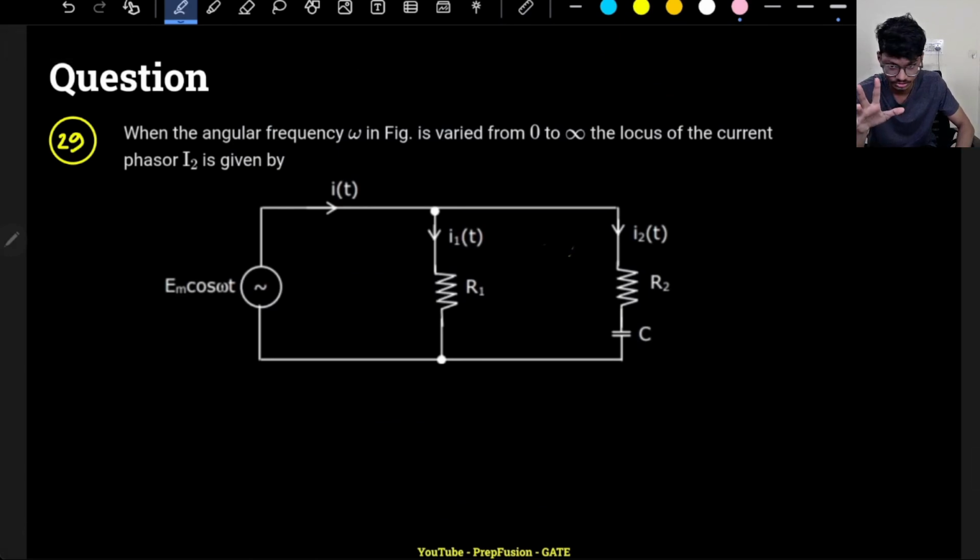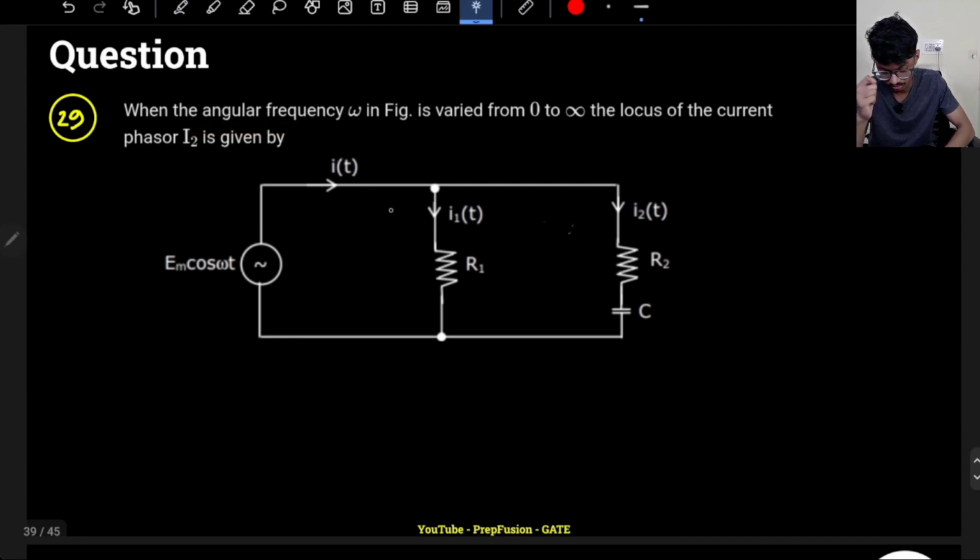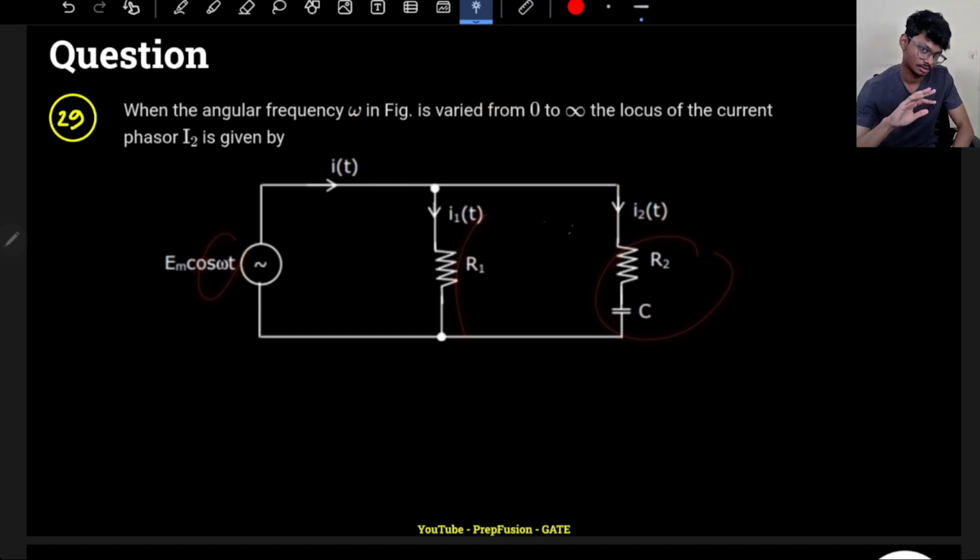So this is the last question that we will solve. When the angular frequency omega in the figure is varied from 0 to infinity, the locus of the current phasor I2 is given by which option? So we have to find the locus of the current phasor I2 with respect to frequency omega. As omega is varied, what is the locus of I2?